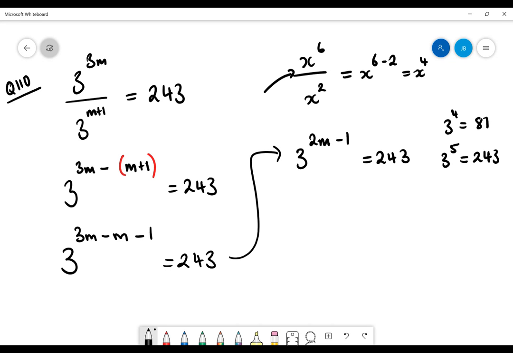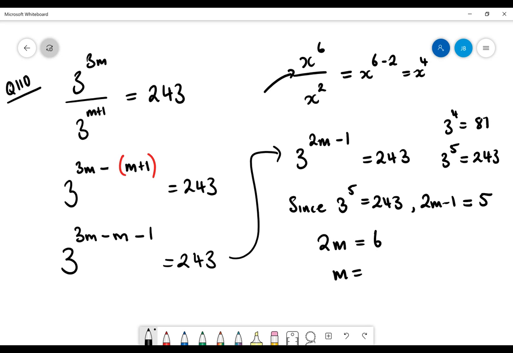Okay, so since 3 to the power of 5 equals 243, that means that 2m minus 1 must be equal to 5. Therefore, 2m must be equal to 6, and m must be equal to 3. And we're done.